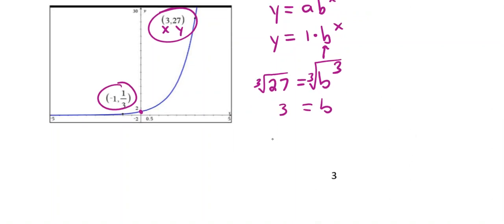Now we just throw it back in the equation. So y is equal to 1 times 3 to the power of x, or just y is equal to 3 to the power of x.